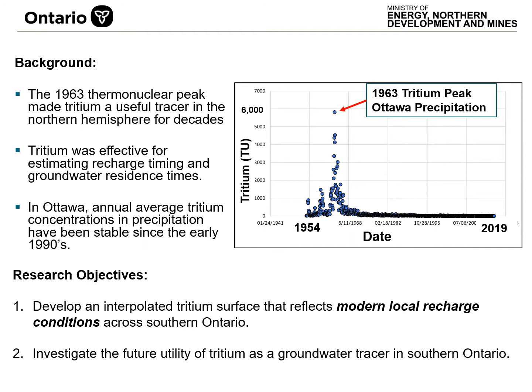The annual average tritium concentrations in Ottawa are stable, but what about the rest of Southern Ontario? And how about the groundwater systems? Our research objectives are to interpolate shallow modern tritium concentrations across Southern Ontario and then investigate the reliability of this interpolation as an input function that could re-establish tritium as a useful groundwater tracer.